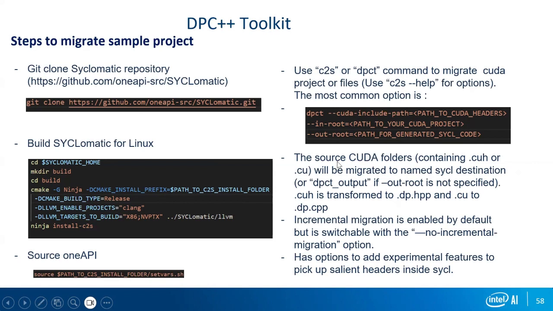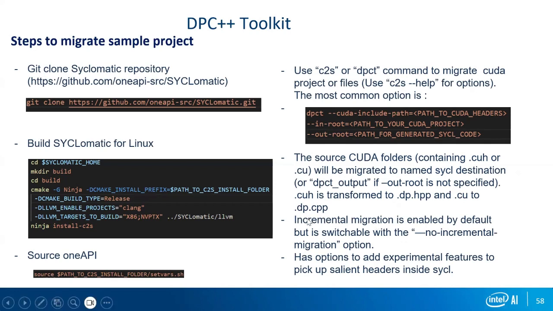Okay, and after you have installed it, this is the generic, by default or de facto, method of how you are going to convert your CUDA code to your SYCL code. So in root is the path to your CUDA project and the output path is for your SYCL code. Generally the output becomes something like .cuh files getting converted to .dp.hpp and .cu to .dp.cpp.